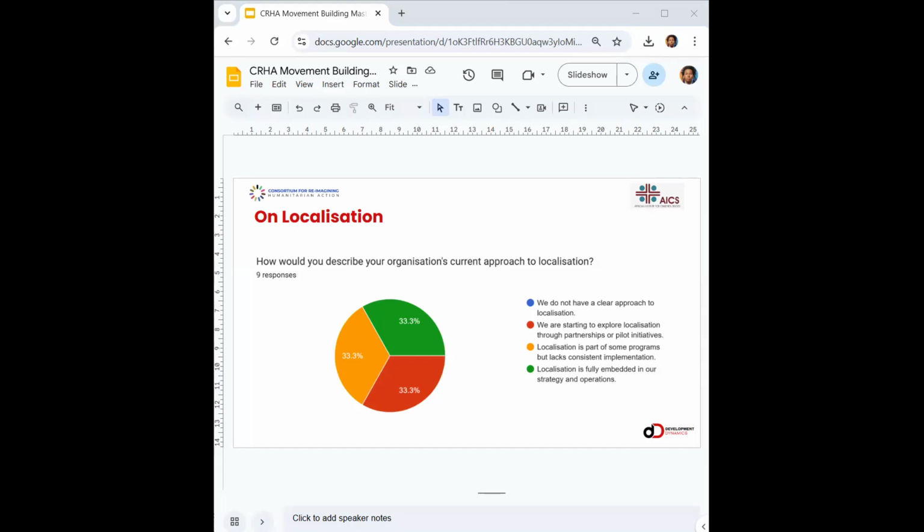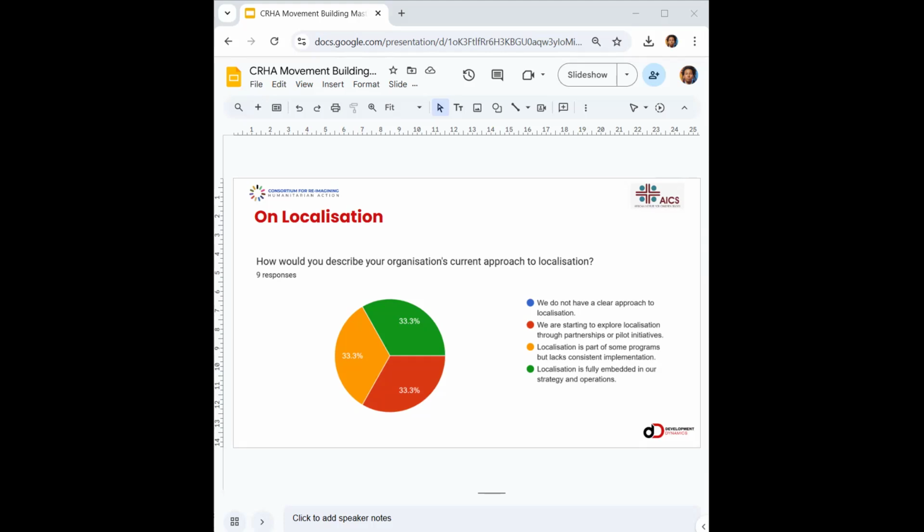And that being said, on the aspect of localization, we were trying to see how you would describe the current approach to localization for the organizations and the different participants that responded. We had a three-way tie for this, with 33.3% saying that localization is fully embedded in the strategy and operations. Another 33% said it is somewhat part of the organization's programs, but it lacks consistency, especially in implementation. And another 33% mentioned that it's in the beginning of exploration.